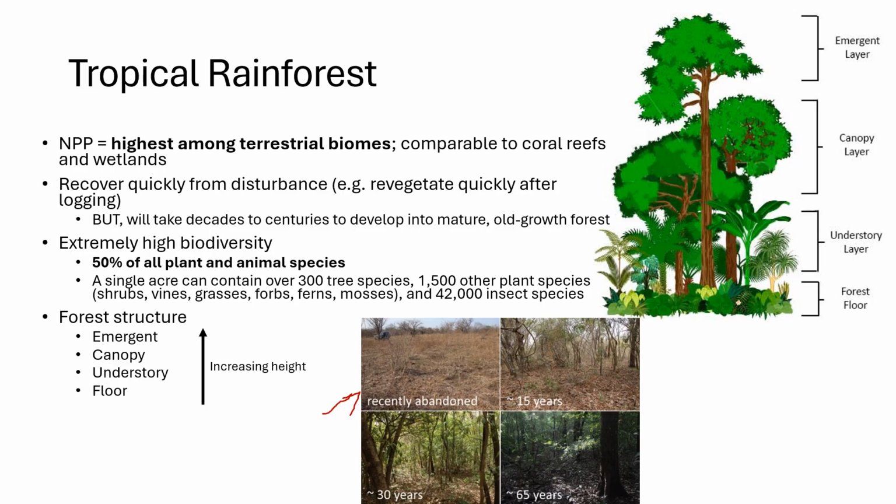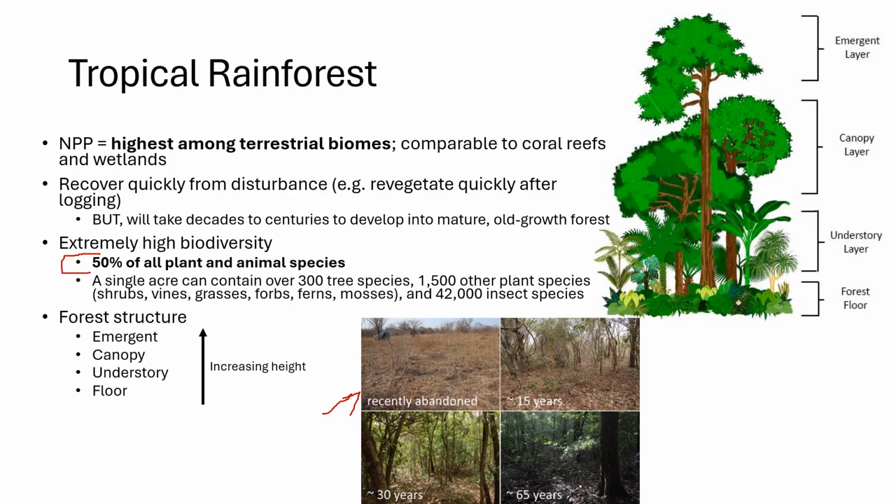Really, I very much simplified it. It could be that you have many different stages where you have these pioneer species and then several generations of different intermediate species until you get to the climax community. All right. There is very high biodiversity. About half of all plant and animal species occur in tropical rainforests.